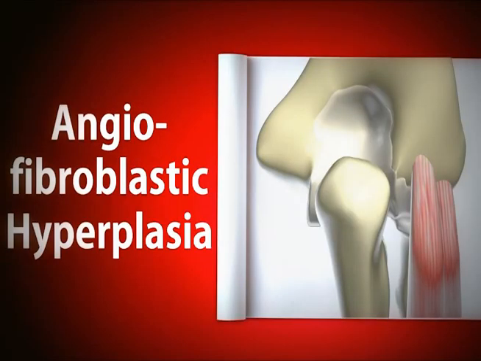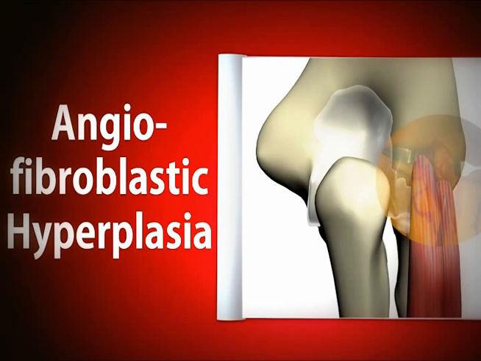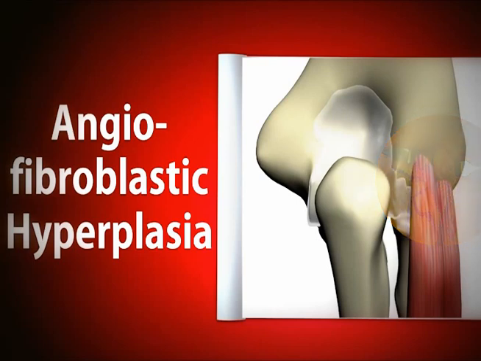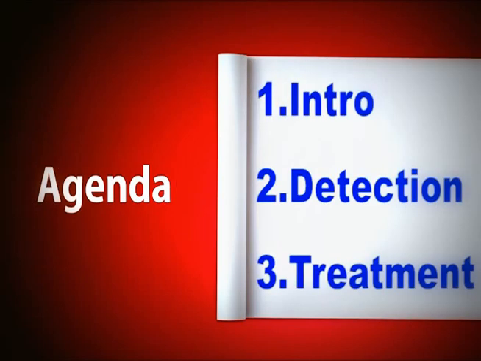Elbow tendinosis is non-inflammatory angiofibroblastic hyperplasia with mucoid degeneration of the common flexor or extensor origin. This video shows the etiology, accurate diagnosis, and treatment modalities.